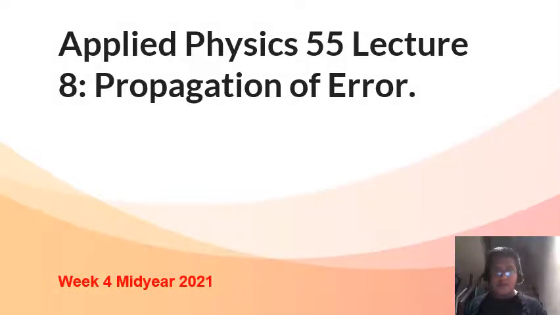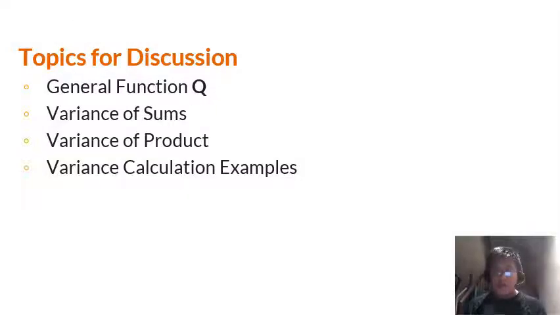Okay, so here we will have a short lecture on the propagation of error. Our main reference is our textbook, Turner. So our flow for our discussion is first to discuss a general function Q with variables x1, x2, and so on until xn.